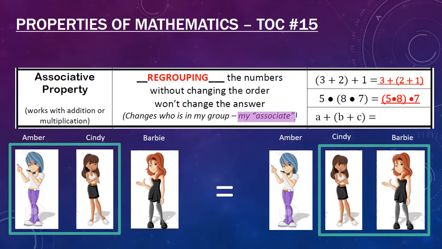Sometimes your examples are going to have just letters. So if you look at the last example, we have A plus B plus C, and B plus C is in parentheses, or dating. We can change, maybe C did something wrong, so now A is going to date B, and B is going to go out with A. All right, so associates are your dating rules, or your friends, however you want to remember that, but that's changing who's in your group, or who's in your little posse.